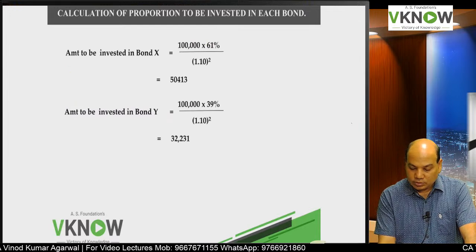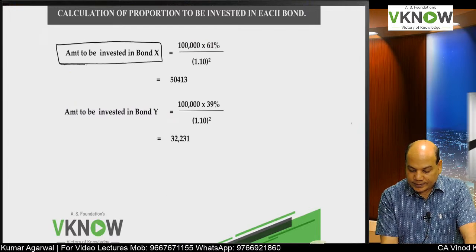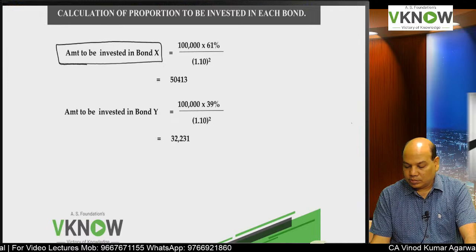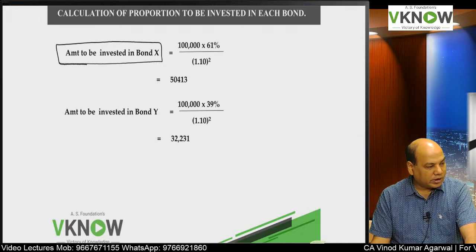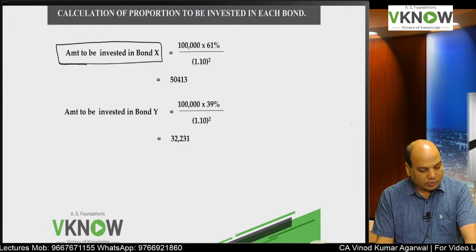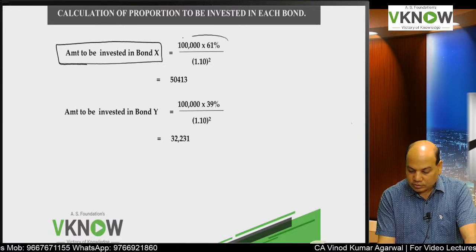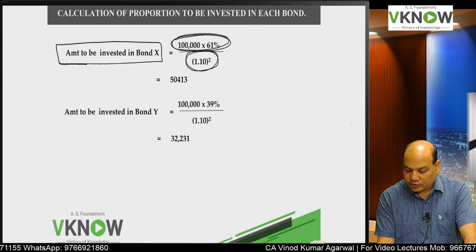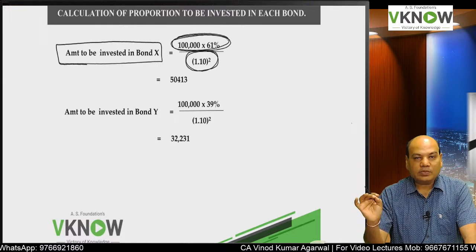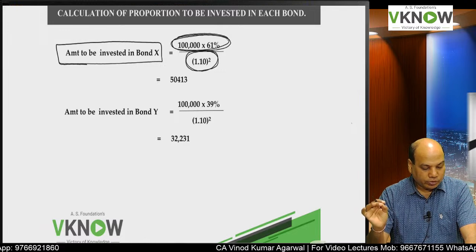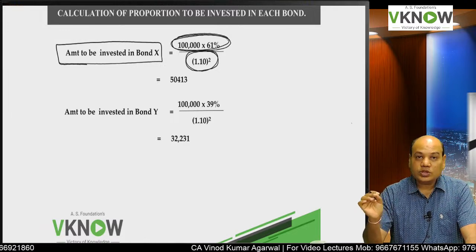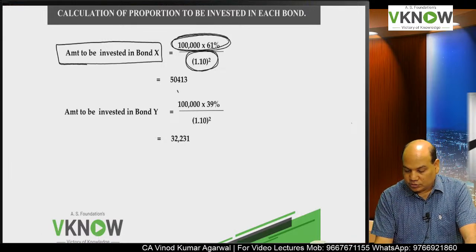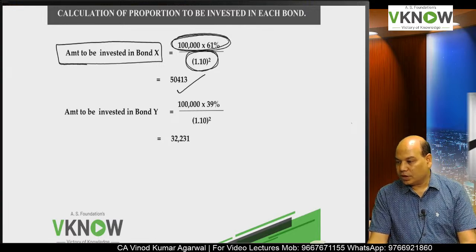So please write down next heading, this line, amount to be invested in bond X. The liability amount is 1 lakh. You will invest 61%, and this is for computing the present value. So 1 lakh divided by 1.10 to the power 2 will give you present value, into 61% will give you the amount to be invested today. So please students check this number. Is it 50413?